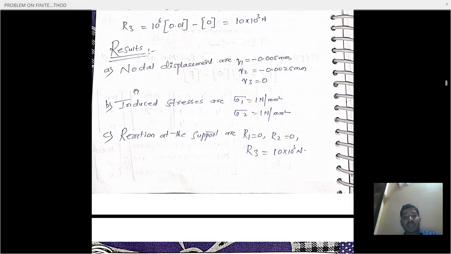So the nodal displacement Q1 equal to minus 0.005 mm, Q2 value is minus 0.0025 mm, and Q3 should be 0. If you want to find out how much stress is induced in the first element as well as in the second element: the stress induced in the first element we got as 1 Newton per mm square. The stress induced in the second element, we represent as sigma 2 equal to 1 Newton per mm square. And the reactions at the support: R1 value is 0, R2 value is 0, and R3, the normal reaction at point 3, is 10 into 10 power of 3.